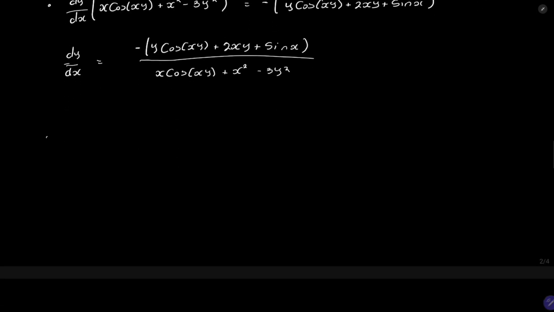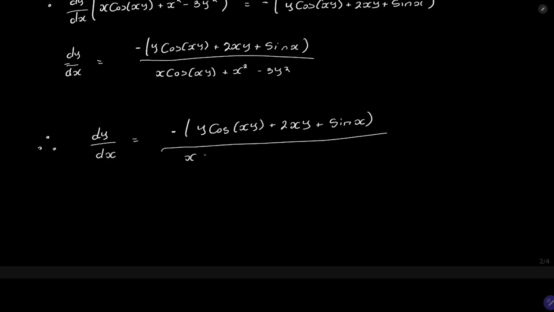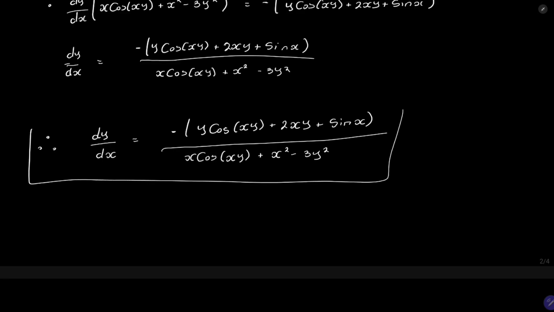So we can then conclude, therefore, the derivative of y with respect to x, that is dy/dx, gives us the function negative in bracket y cos xy plus 2xy plus sine x bracket close, all divided by x cos xy plus x squared minus 3y squared. We box or enclose our answer.